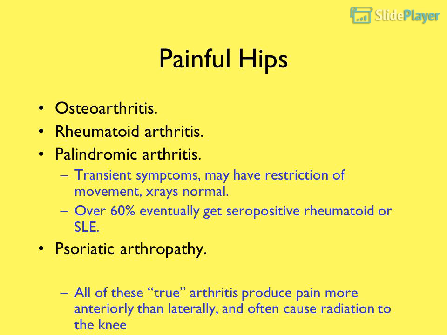palindromic arthritis. Transient symptoms, may have restriction of movement, raise normal. Over 60% eventually get seropositive rheumatoid or SLE. Psoriatic arthropathy. All of these true arthritis produce pain more anteriorly than laterally, and often cause radiation to the knee.